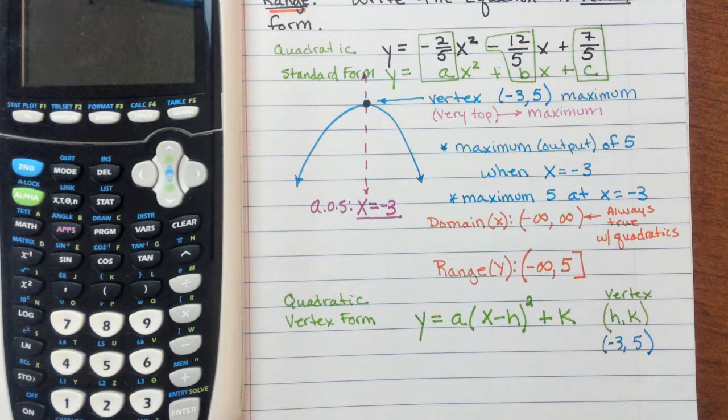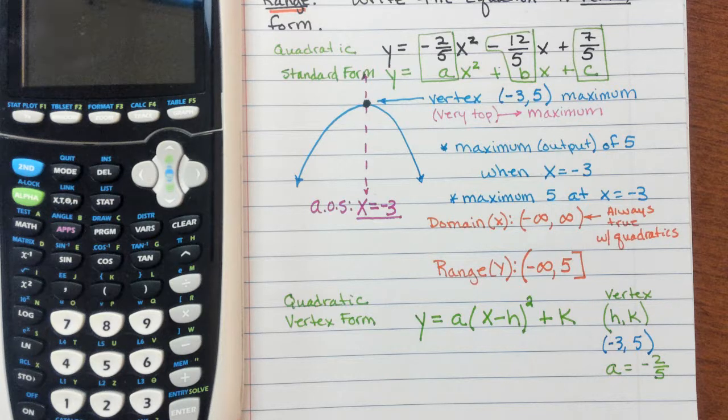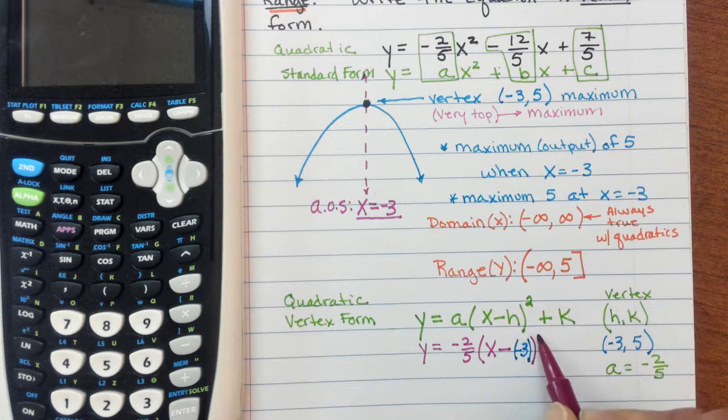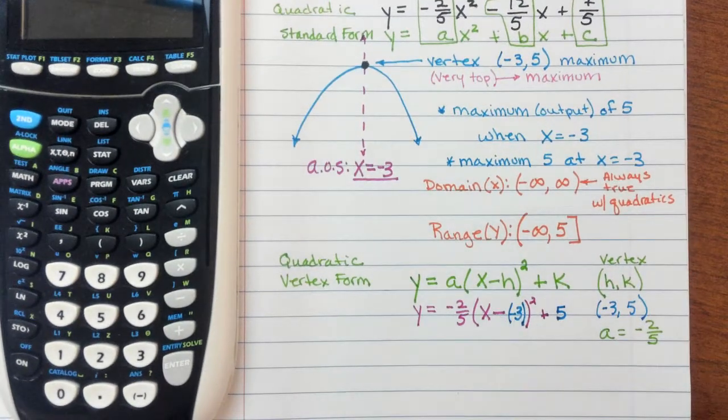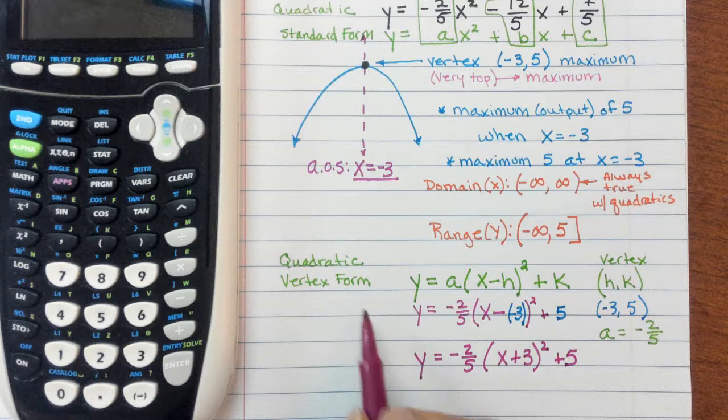So I know that my A is -2/5 because the A in the vertex form is the same as the A in the standard form. So now all I have to do is substitute in my values. So that means I have y is equal to, well, A is -2/5, x minus, be careful here, we have to put in our h, and our h is -3, squared plus our k, which is 5. So I have to clean this up because I have a negative. So my final equation would be y is equal to -2/5 (x plus 3) squared plus 5. So this is my quadratic in vertex form.